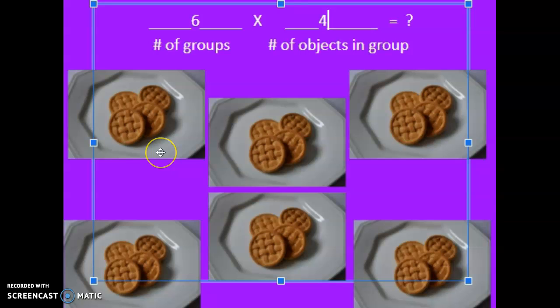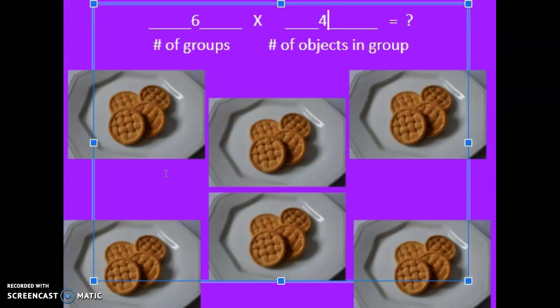Now, there are different ways that you can do this. We could use repeated addition. I would repeat 4 six times by adding it: 4 plus 4 plus 4 plus 4 plus 4 plus 4. Or if I'm not sure what 6 times 4 is, if I don't know that basic fact yet, I'm going to be teaching you other strategies later on, but for now, we could just count how many cookies we have in all. That's going to take us a little longer.